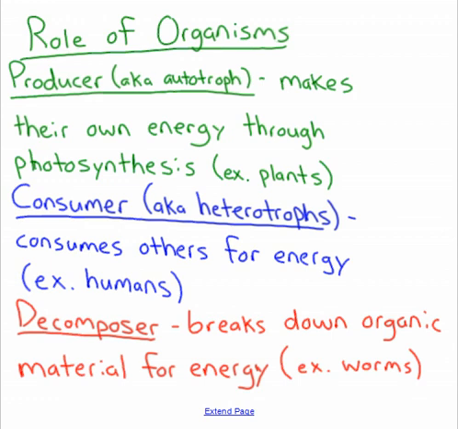Consumers are heterotrophs. Heterotrophs are organisms that need to eat other organisms for energy. So humans, lions, many of the animals that you're currently thinking of are consumers. They are heterotrophs. They need to eat to get their food. Finally, decomposers, these are organisms that are going to break down dead organic material for energy. So compost, things like that. An example would be like earthworms or fungus. These are decomposers, and they also help us recycle nutrients into the ecosystem.